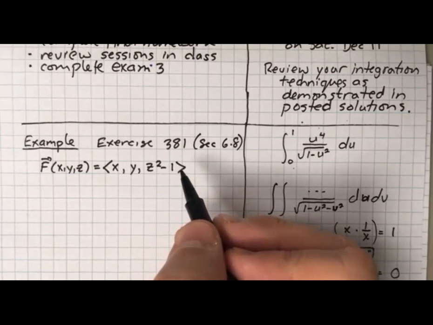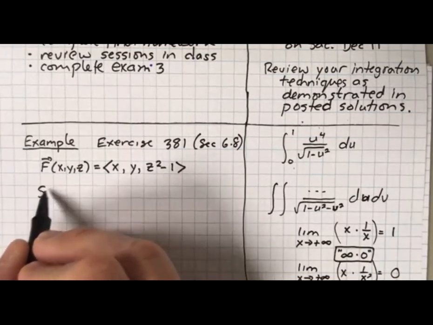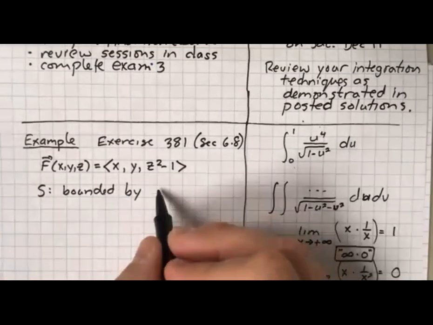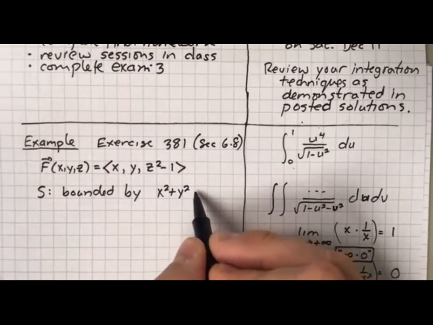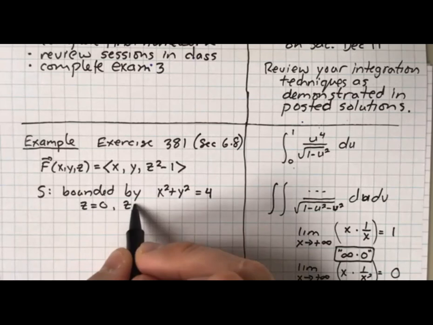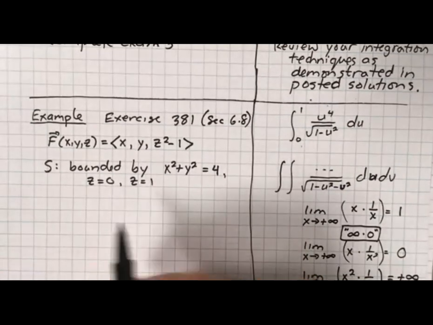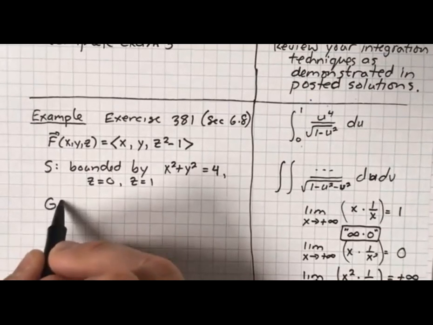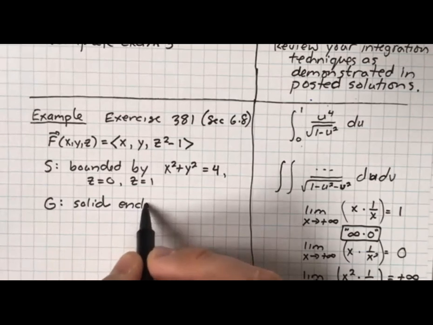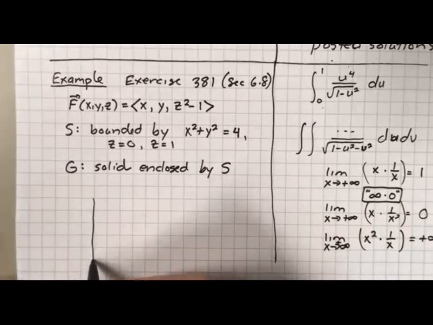S is the surface of the solid bounded by the cylinder x² + y² = 4, the plane z = 0, and z = 1. This is a fully appropriate way to describe the surface, but it's not a parameterization of the surface, and that's the subtlety you've developed over the course. Let's call it G right here, the solid enclosed by S. So let's do a small picture and then we'll work up to the calculations.